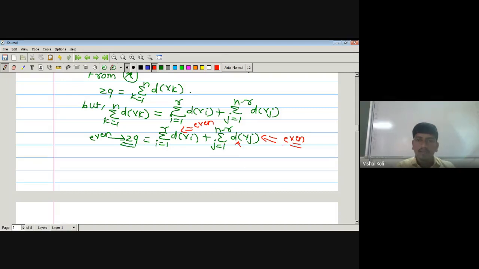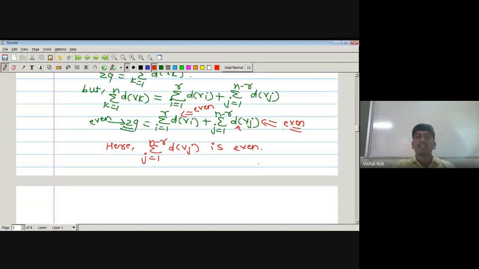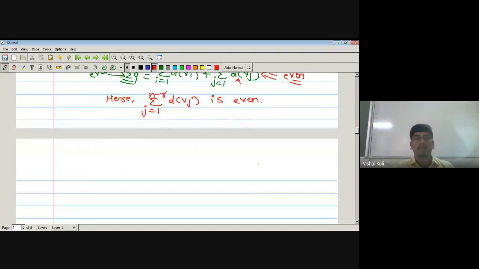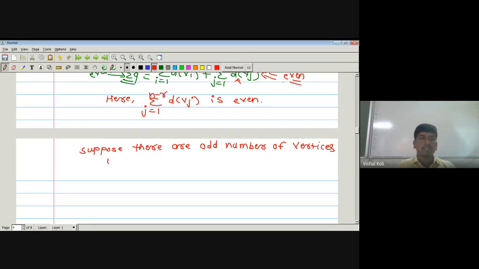But as this one is even, summation j running from 1 to n minus r of d of vj is even, but we have to prove that in any graph G there are an even number of vertices whose degree is odd. If suppose there are an odd number of vertices whose degree is odd.